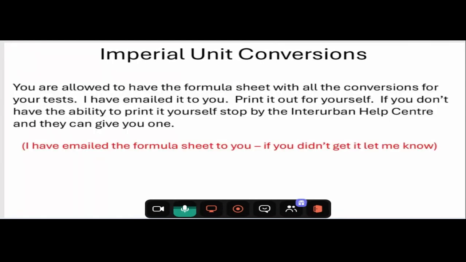Okay, so you're allowed to have the formula sheet with all the conversions for your tests, and I have emailed it to you. I will have emailed it to you at some point soon. And you can print it out if you don't have access to your own printer. The help centers would be able to get one into your hands. Maybe check with me first and I'll let them know you're coming.